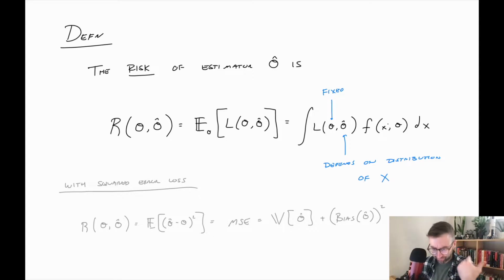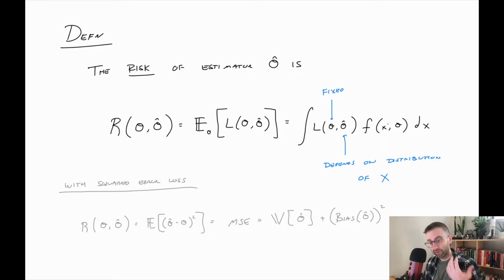So you just do exactly that. You take the expected value of the loss function with respect to the population distribution, which depends on that parameter that you're trying to estimate. Because again, you can only do all this stuff if you actually know the underlying distributions.